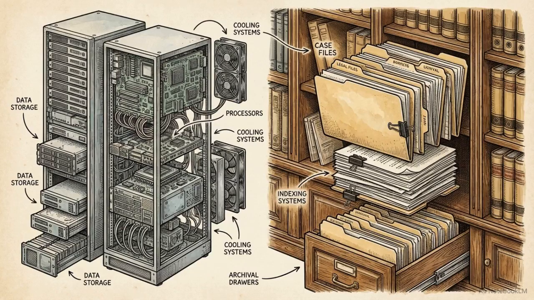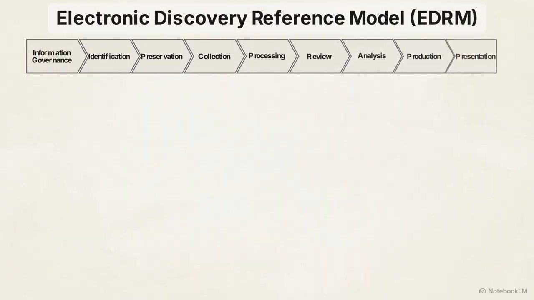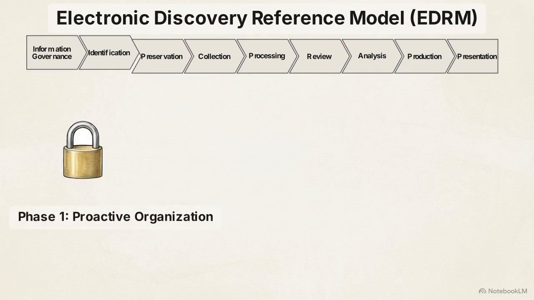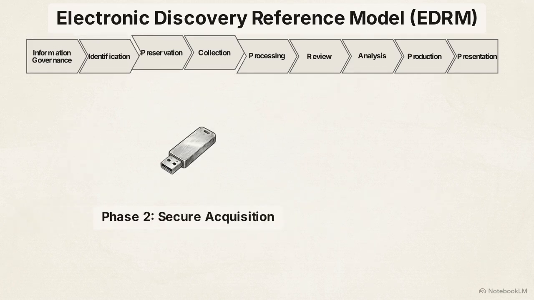Scaling these technical processes across millions of files requires an enterprise-wide legal structure. This 9-step flowchart outlines the electronic discovery reference model. It starts proactively with information governance and identification, ensuring corporate data is organized and relevant files are pinpointed the moment litigation becomes likely. Next comes preservation and collection.